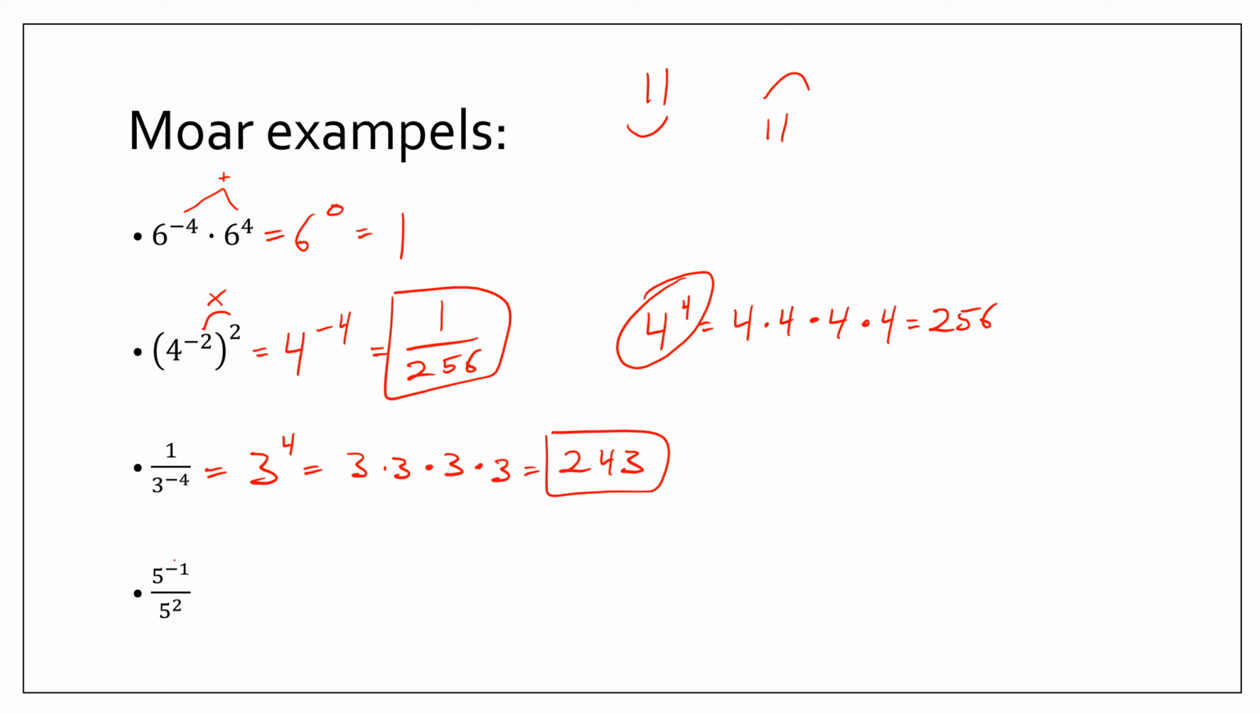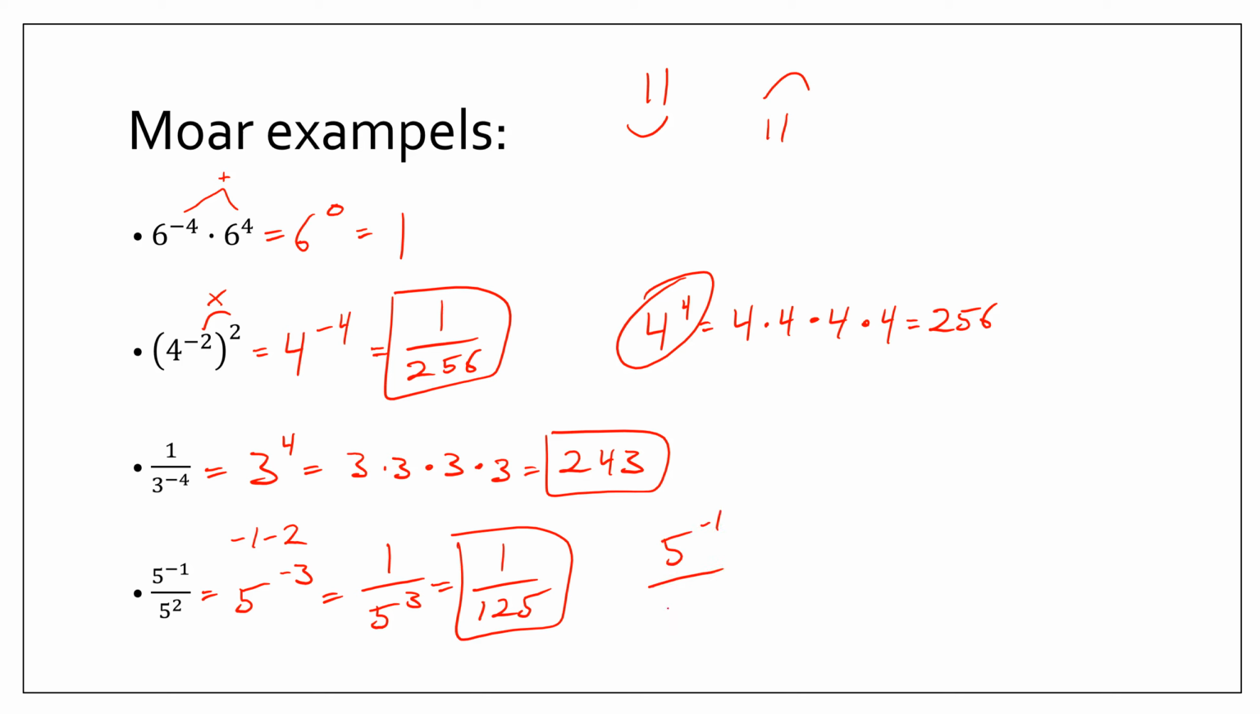Let's think about it. Typically, when we have a fraction involving exponents with the same base, we know to subtract. So, negative 1 minus 2, well, that would be 5 to the negative third. But remember, this means 1 over 5 to the third. And what's 5 to the third? Well, it's 125.